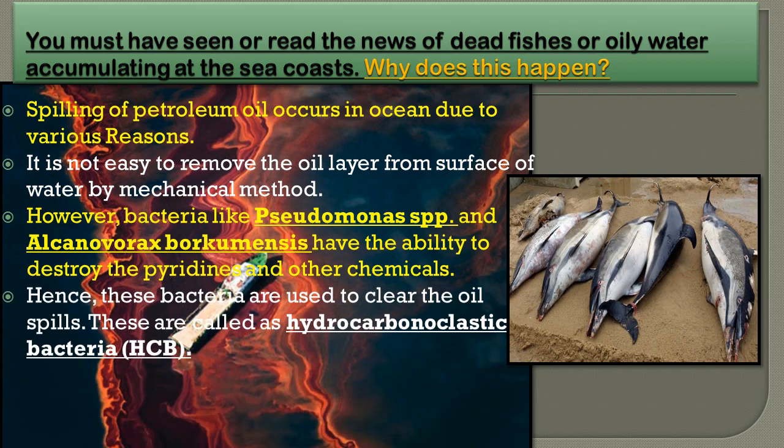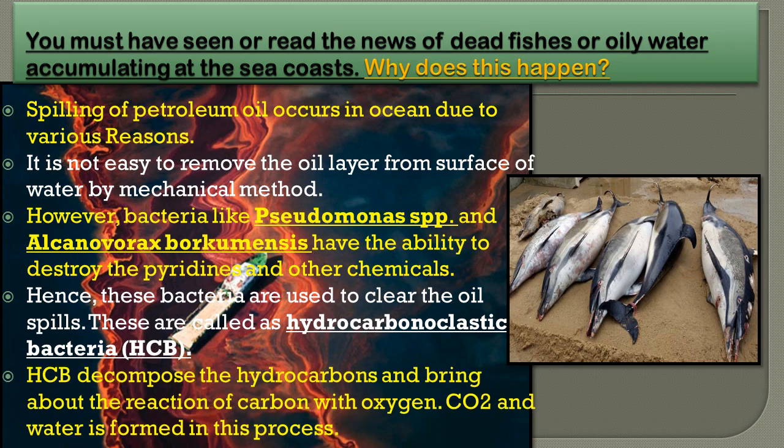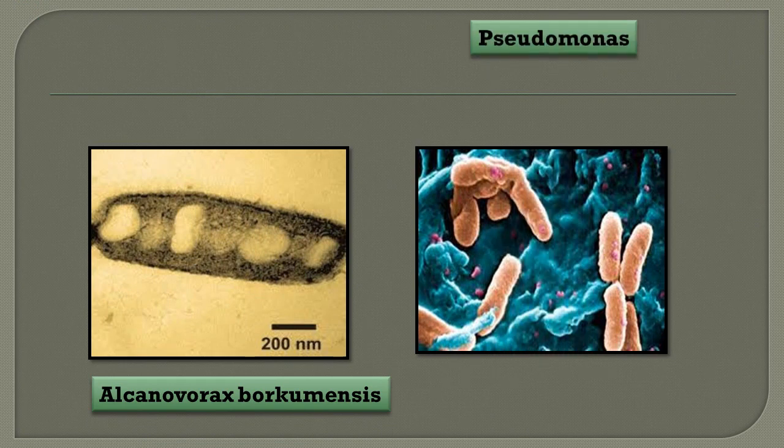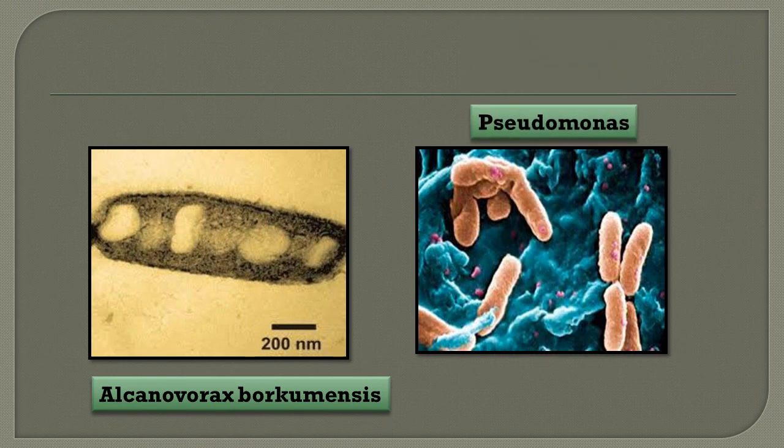And hence these bacteria are used to clear the oil spill, and these are called hydrocarbonoclastic bacteria, that is HCB. HCB, or hydrocarbonoclastic bacteria, decompose the hydrocarbons and bring about the reaction of carbon with oxygen, and carbon dioxide and water are formed in this process. So this is a way in which the oil spill or harmful chemicals can be easily destroyed by using bacteria. Here is an image of Alcanivorax borkumensis, and this is a Pseudomonas species, which are used to destroy the pyridines and other harmful chemicals in the aquatic environment.